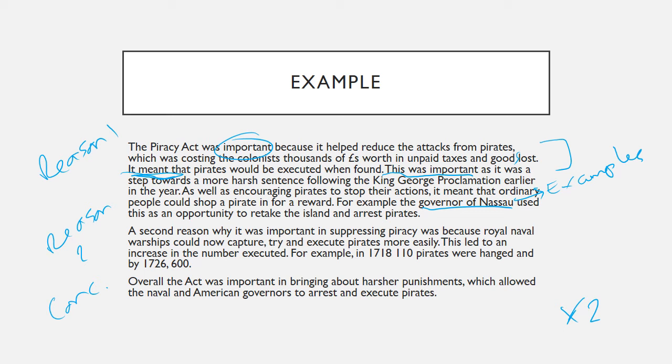Second reason, I made it super clear: the second reason why it was important was because the Royal Naval ships could now capture, try and execute pirates more easily. This led to an increase in the number executed. For example, in 1718, 110 pirates were hanged. Again, if you don't know these facts, just roughly go along the lines of there was an increase in the number of pirates being hanged or caught. Overall, the act was important in bringing about harsher punishments, which allowed the naval and American governors to arrest and execute pirates. Reason 1, reason 2, conclusion.